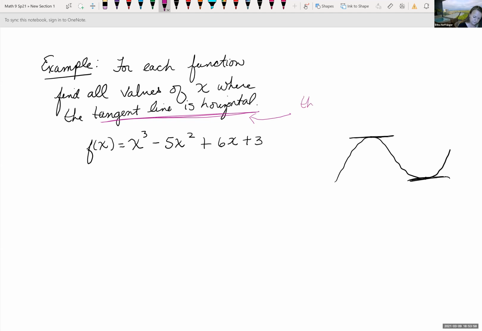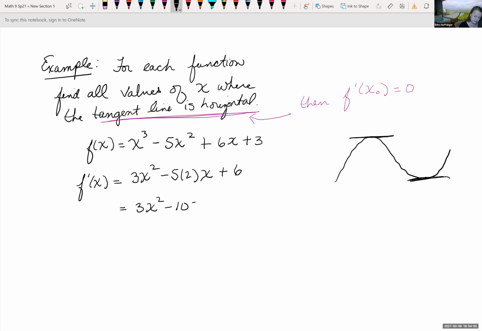So then f prime of x, whatever that number is, equals 0. I need to figure out the derivative, and I need to figure out when my derivative is equal to 0. So let's look at the derivative. The derivative of f of x is already in that form, so we can just go straight ahead and take the derivative. Using the general power rule, the derivative of x cubed is 3x squared, minus 5 times my exponent 2, x, subtract 1 from my exponent, it's 1, plus the derivative of 6x is 6, and the derivative of 3 is 0. So this gives me 3x squared minus 10x plus 6.